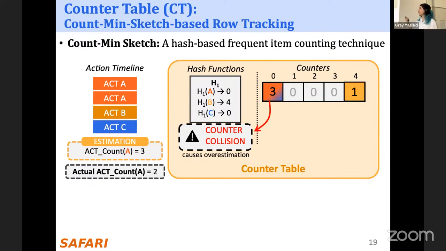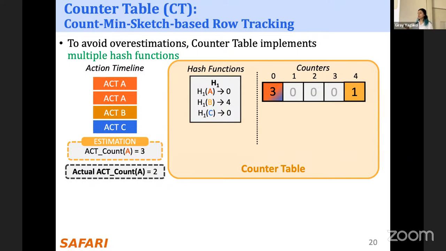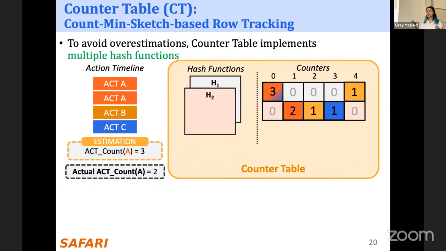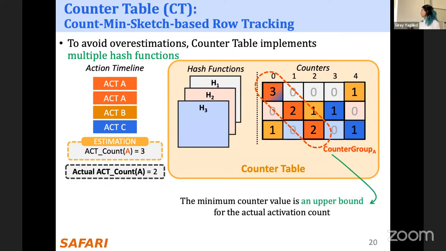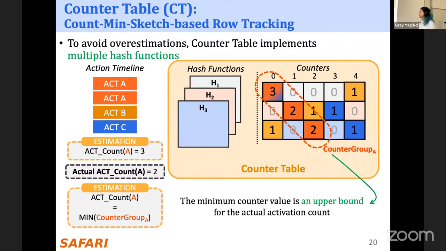To reduce these overestimations and counter collisions, a counter table implements multiple hash functions different from each other and uses different counter arrays for each of them. So this results in as unique as possible counter groups for different DRAM rows. When a DRAM row is activated, all of these counters are incremented at the same time, making the minimum counter value across these counters an upper bound of the actual activation count. And the counter table uses the minimum counter value as its estimation. In this example, the minimum value of the counter group of A is 2. This is why the activation count will be estimated as 2, which is the same as the actual activation count.